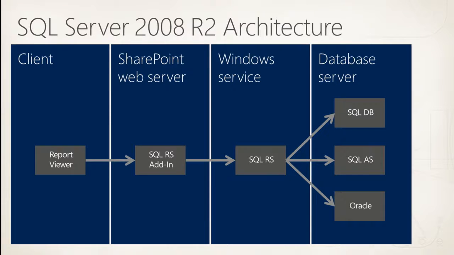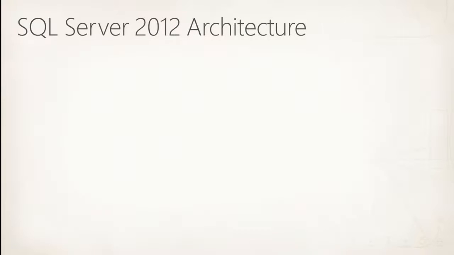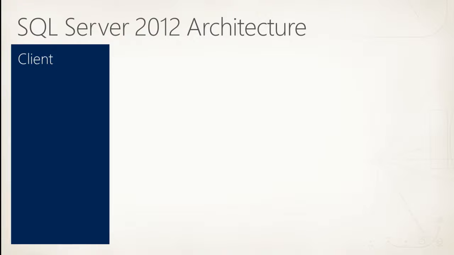So let's take a look at how it's different in 2012. You still have the client machine. You have some things running on the client. You've got maybe your report viewer control. But as a lot of you will have seen, you could also have Power View, for example. Power View running in, say, Excel Web App. Those connect to the add-in.